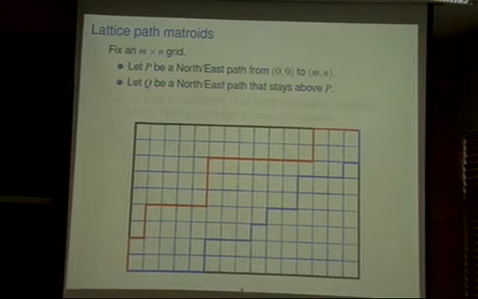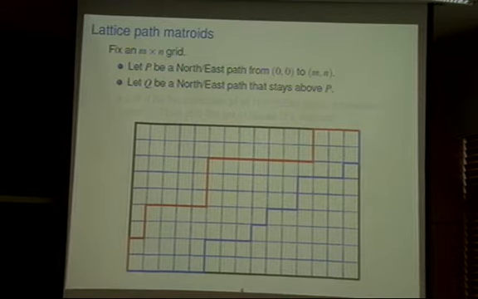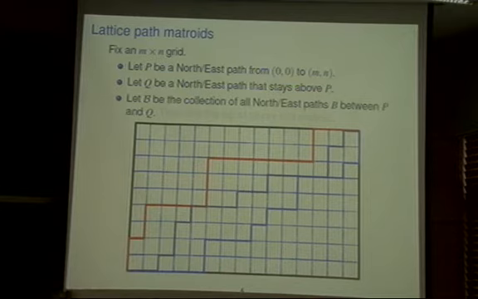And then what we're going to do with a lattice path matroid is look at all the paths that fit inside. So this purple path that's drawn in here is an example of a north and east going path that fits between the red and the blue path. Right? And so we'll look at the collection of all of these paths, which include the red path and the blue path. And that collection of paths will be called a lattice path matroid. Okay, it's that simple.